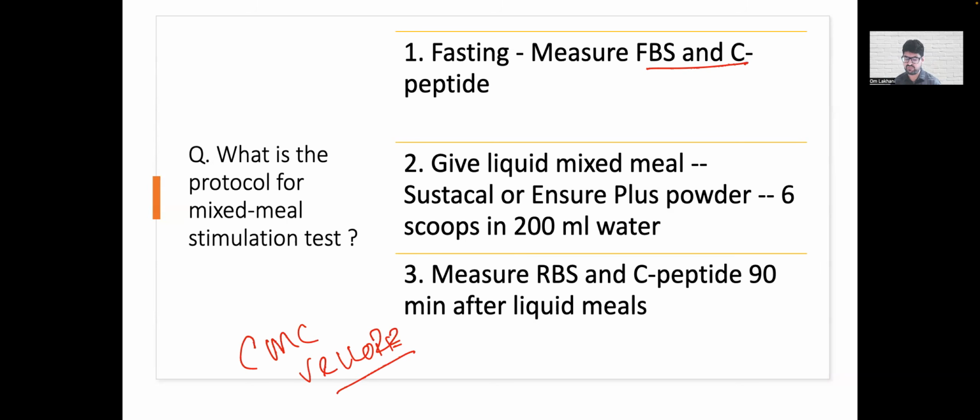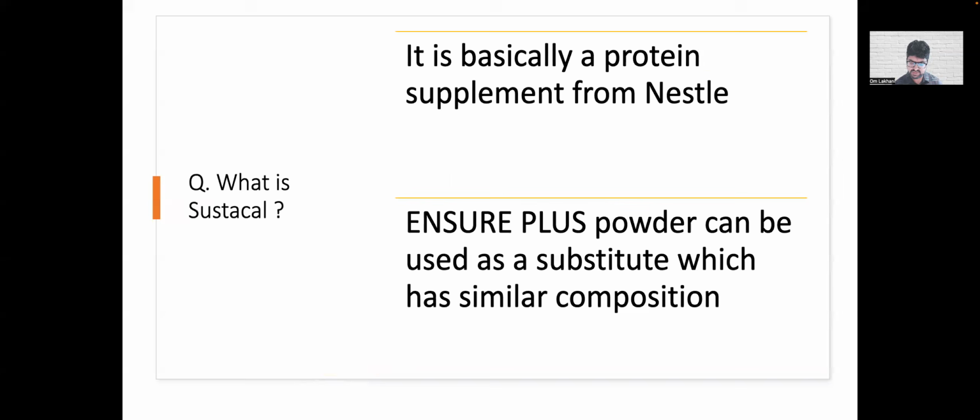So you measure the fasting blood sugar and the C-peptide. You give liquid mixed meal, which is either Sustacol. I'll tell you what Sustacol is, or if you do not have Sustacol, you can use Ensure Plus powder, in which you give 6 scoops in 200 ml of water. And after 90 minutes, you measure the random sugar again, post 90 minutes of stimulation, and the C-peptide value post the stimulation. So this is the protocol for mixed meal stimulation test.